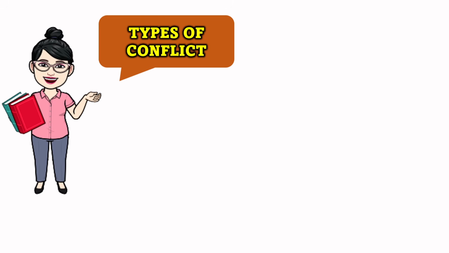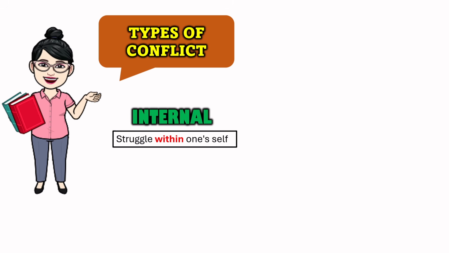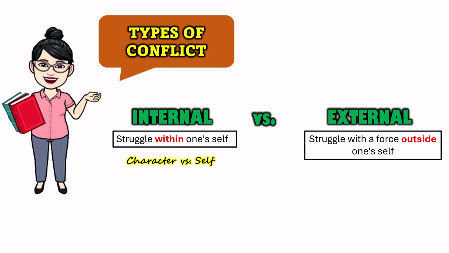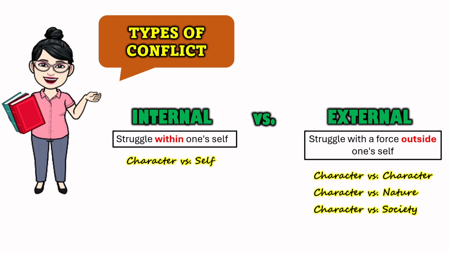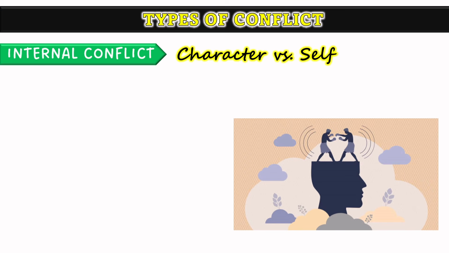In addition, you have to remember that there are 2 general types of conflict: internal conflict or struggle within oneself. Under internal conflict, we have character versus self. The other one is external conflict or the struggle with a force outside oneself. Specific types of this conflict are character versus character, character versus nature, character versus society, character versus technology, and character versus supernatural. Now, let me elaborate character versus self type of conflict.